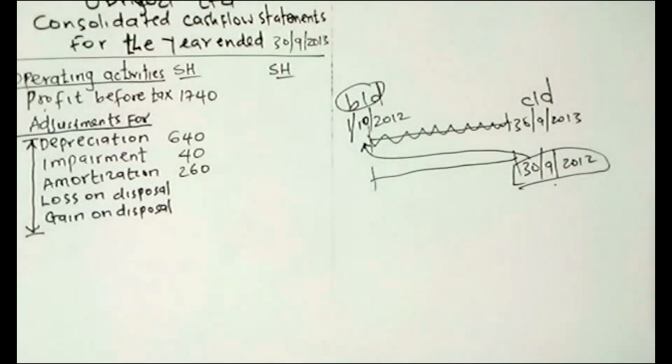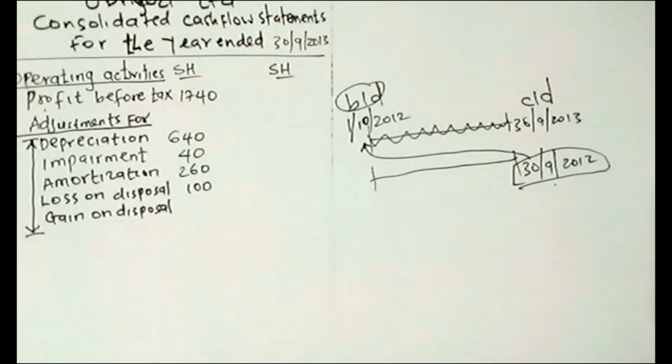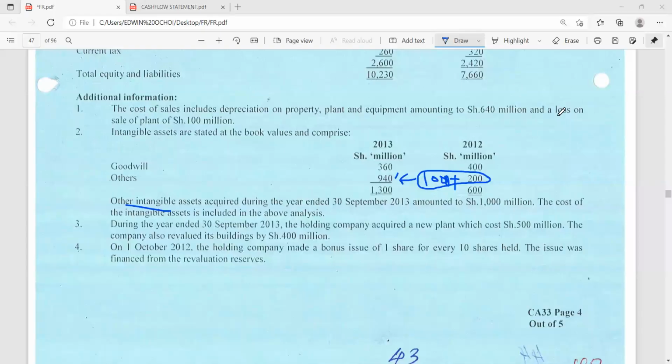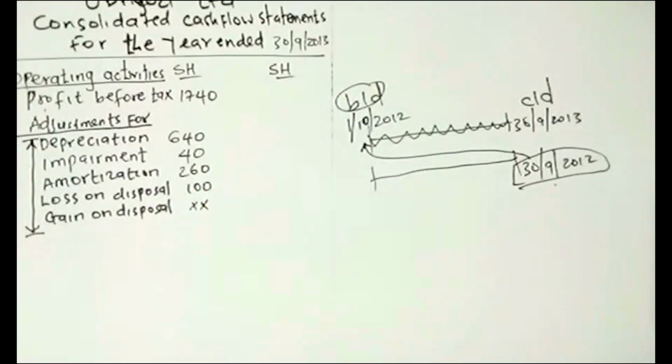Then loss on disposal, gain on disposal. It's a loss on disposal of 100. That is what they say, that there was a loss on disposal of 100. That is additional information number 1. Loss on disposal on the sale of plant. Is there anything which was sold for them to get a gain? Nothing. So up to this point, there's nothing here.